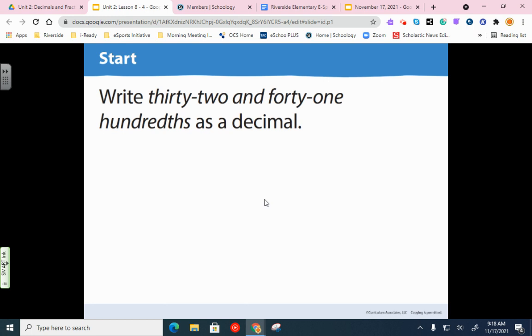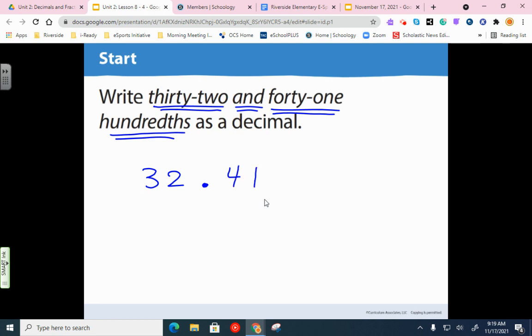All right, so how do we write 32 and 41 hundredths? Well, let's break this down. We have the 32 part, that's our whole numbers. We have the word and, which is our decimal. And the last one is 41 hundredths. Now, it's really important to recognize what the hundredths means. It means the last digit in 41 is in the hundredths place.